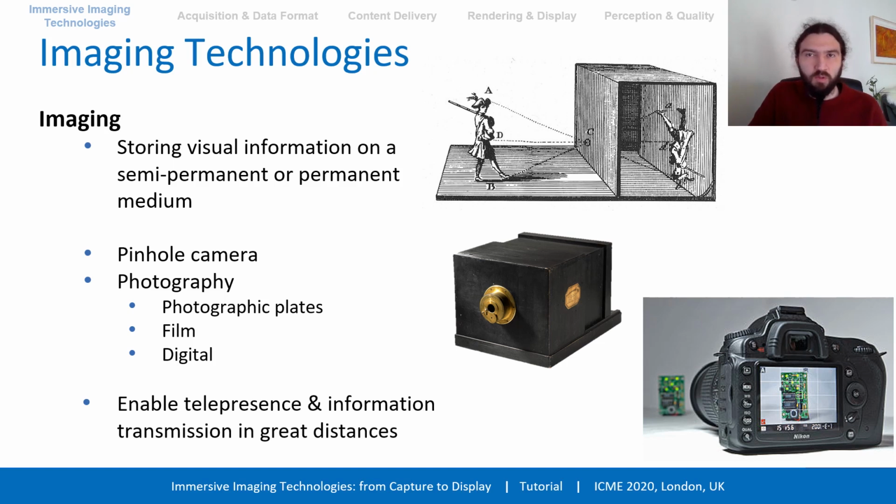Imaging technologies are developed to store visual information on a permanent or semi-permanent medium. The pinhole camera is the most basic type of camera. Then came photography, and the photos are taken on photographic plates, analog film, and then most recently, images are stored digitally. This enabled information transmission over great distances and enabled telepresence.